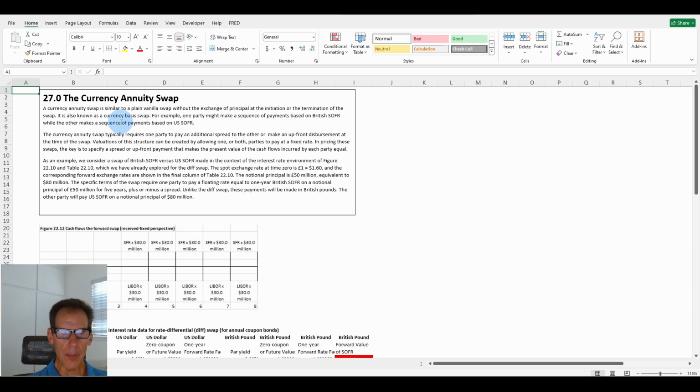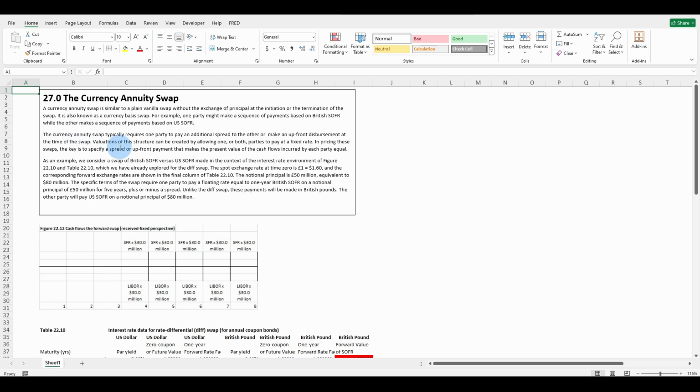The currency annuity swap is similar to a plain vanilla swap without the exchange of principal at the initiation or the termination of the swap. It is also known as a currency basis swap. For example, one party might make a sequence of payments based on British SOFR, while the other makes a sequence of payments based on US SOFR.